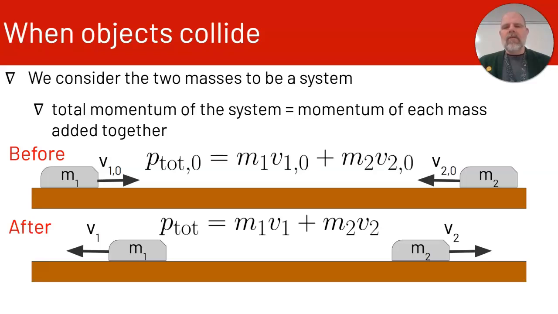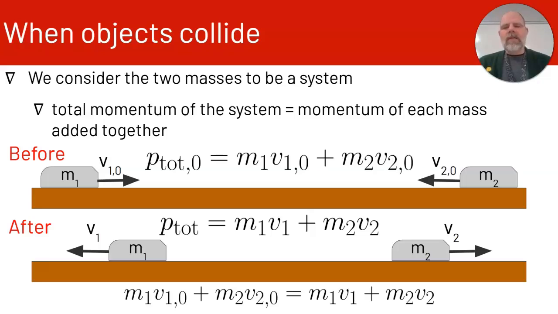After the collision, we have the velocity of cart 1 and the velocity of cart 2, so p tot final is equal to mass 1 times velocity 1, plus mass 2 times velocity 2. So these are the final velocities. The momentum of cart 1 after the collision is mass 1 times v1, and the momentum of cart 2 is mass 2 v2. So when we put all this together, we end up with our conservation of momentum equation: m1 v1 naught plus m2 v2 naught is equal to m1 v1 plus m2 v2.